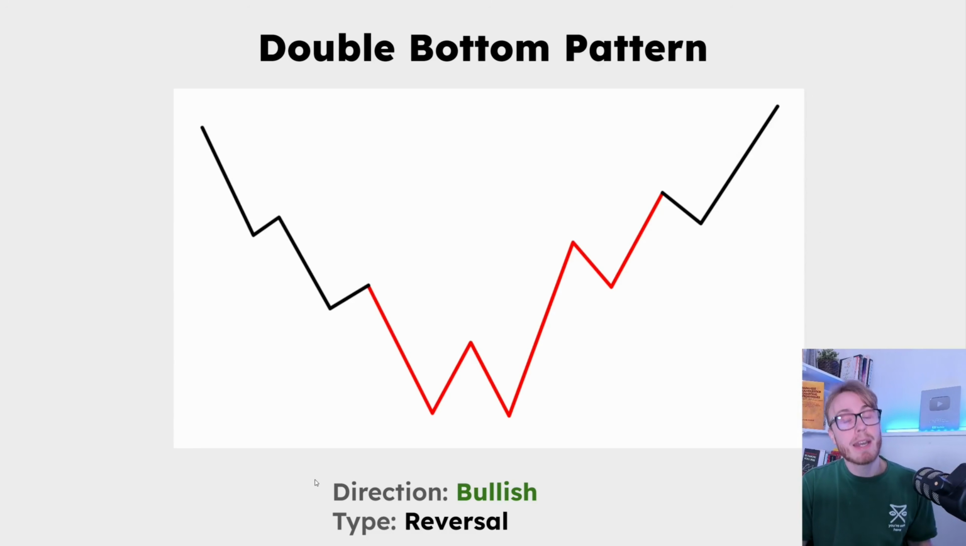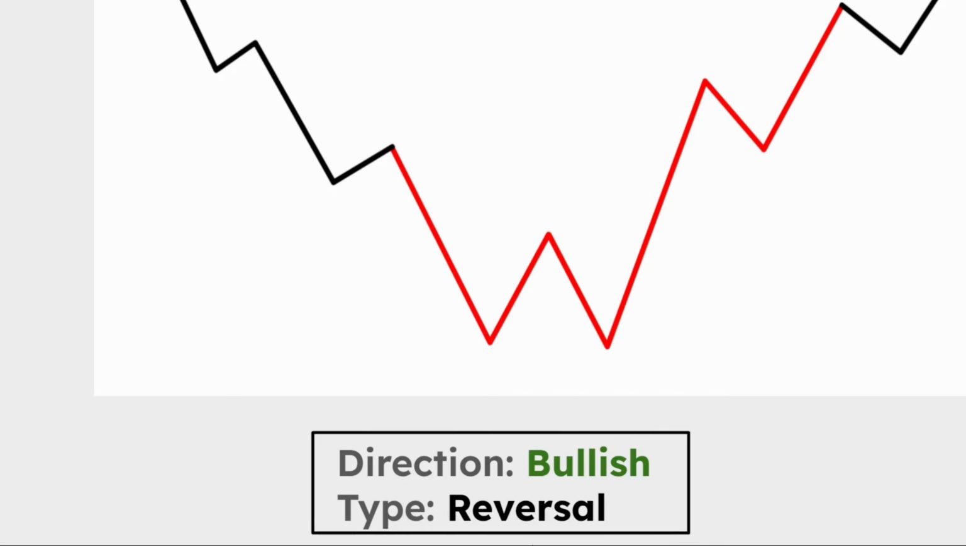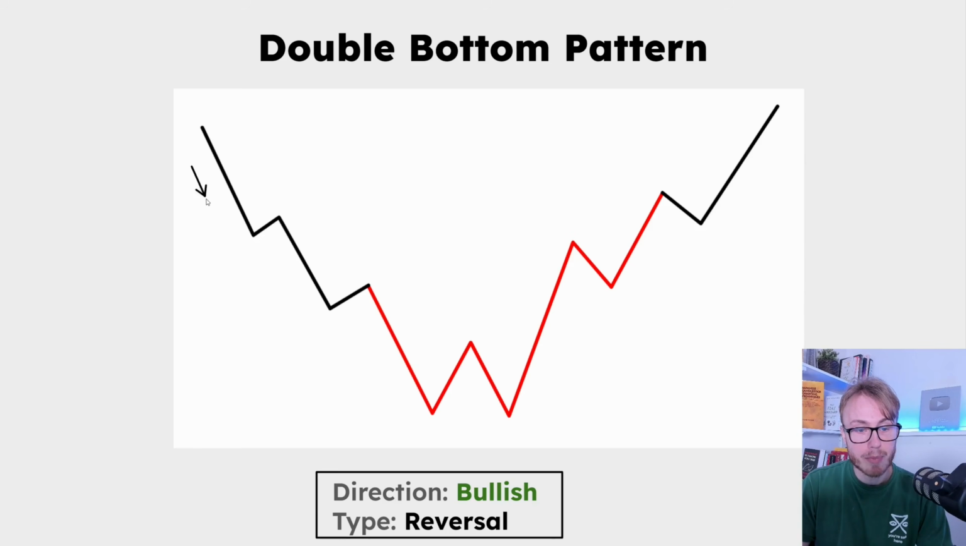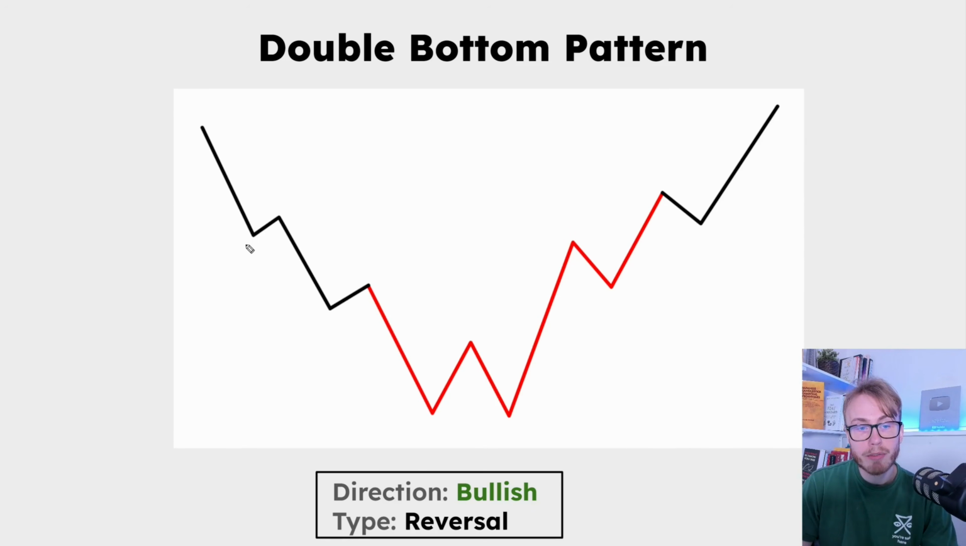Alright, so I think a great pattern to start off with is the double bottom pattern. This right here is a bullish reversal pattern, which means that the price is going down before the pattern appears, and the goal with this pattern is to reverse the price to the upside. So to identify the double bottom, you first need to identify a downtrend. This is when we are printing both lower highs and also lower lows.